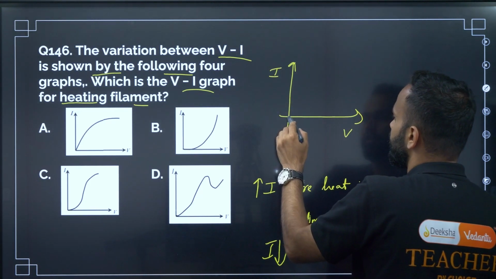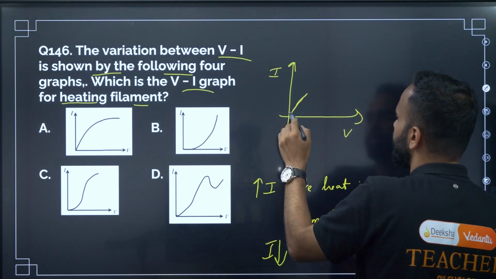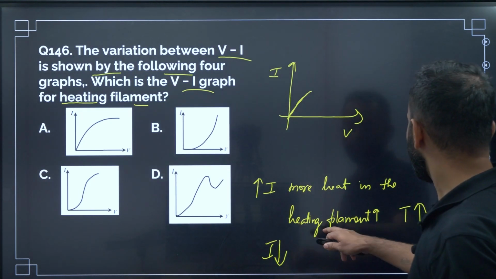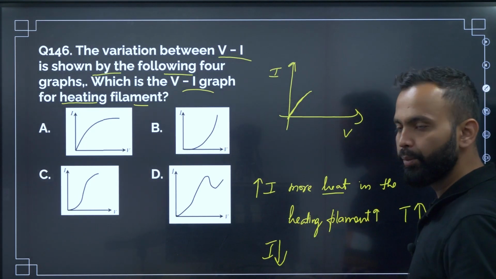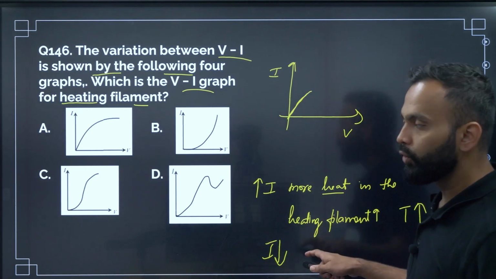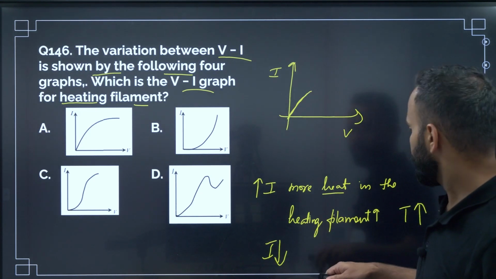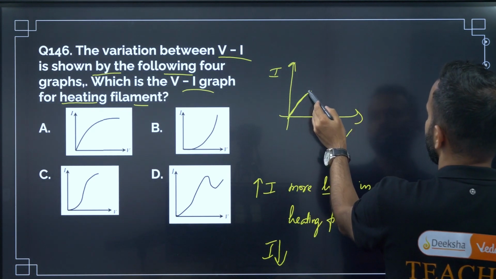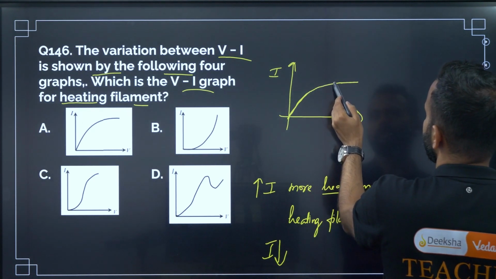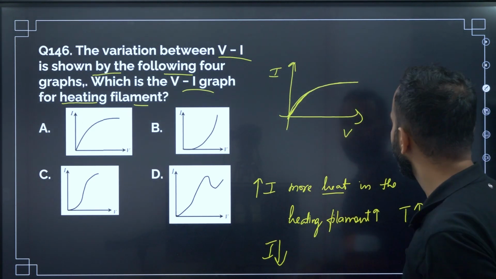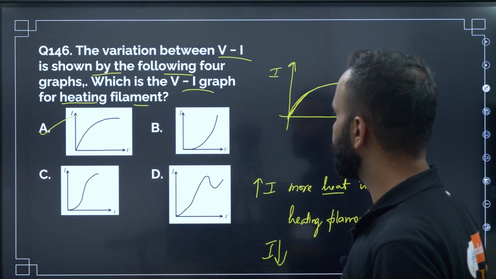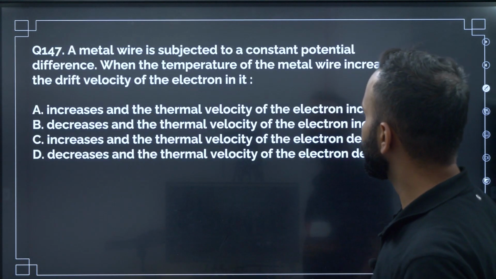So first, current increases. As the voltage increases, current will also increase, right? So due to the more heat, the temperature will also increase. So as the value of temperature increases, the current will decrease, right? So then it will be constant like this. Okay, so the correct option is A. Okay, understood? Yeah, next question, 147.